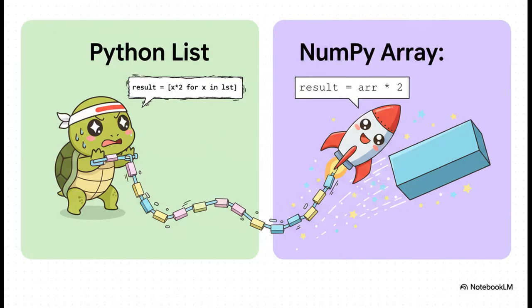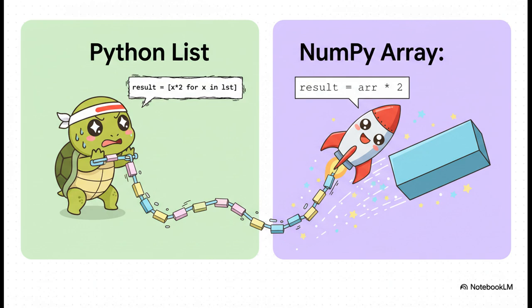Okay, check this out. This really shows you the difference right away. On the left, you've got your standard Python list. To double every number, you write a list comprehension. You're basically telling Python, hey, go through every single item one by one and multiply it. And that works, it's fine. But look at the right. With NumPy, you just take the whole array and multiply it by 2. That's it. It's so clean, so readable, but here's the kicker.